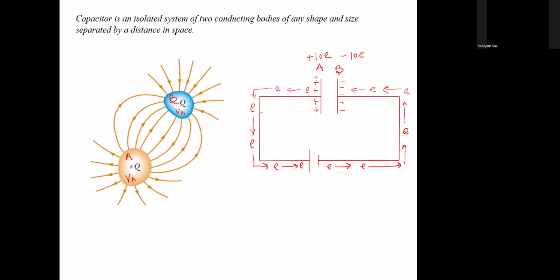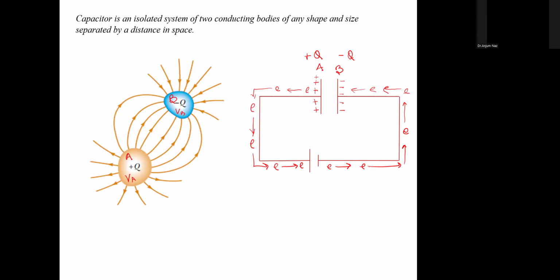During the charging process, more and more electrons reach the positive terminal of the battery, and the positive charge on this plate goes on increasing, and as a result, the negative charge on plate B also increases. A point comes when all the available electrons from plate A are transferred to plate B, and at that stage plate A will have maximum positive charge, say plus Q, and B will have maximum negative charge.